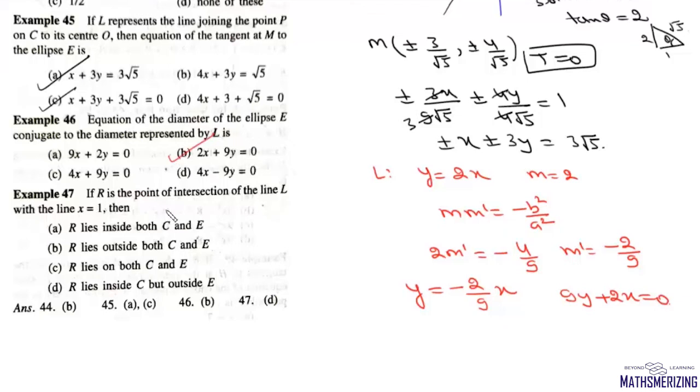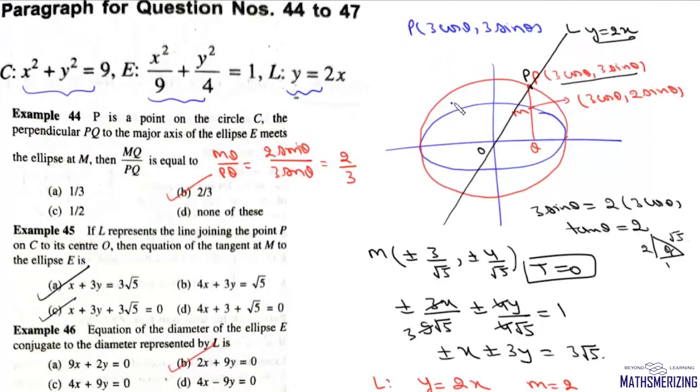Now the next question is R is the point of intersection of line L with the line x equals 1. So in the line if we put x as 1, we'll get y as 2. So this point is now 1, 2. Now for this point 1, 2, we need to find whether this point lies inside the circle or outside the circle and inside the ellipse or outside the ellipse.